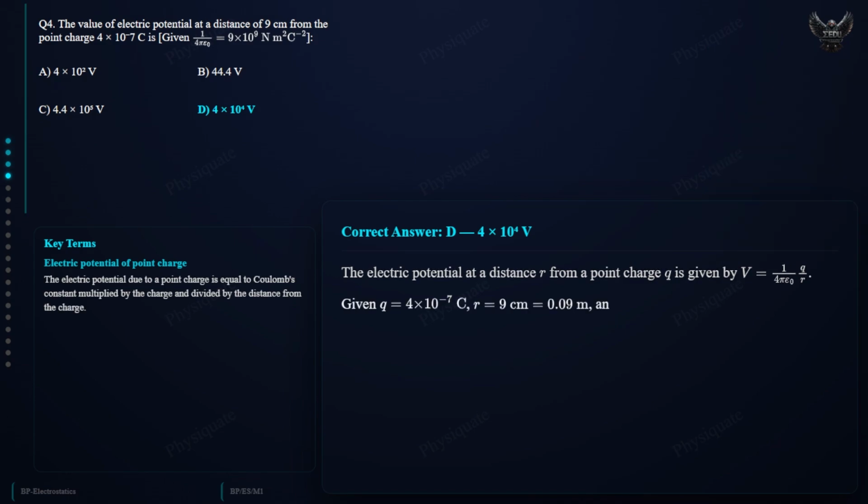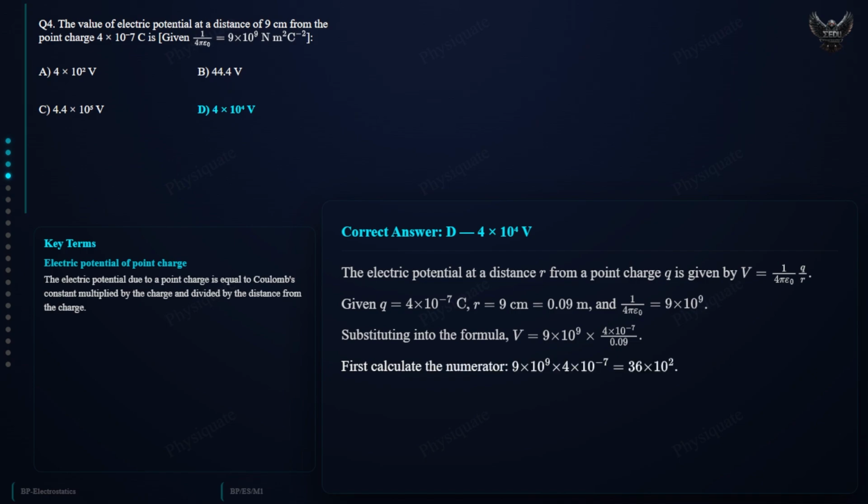Given Q equals 4 times 10 to the power minus 7 coulomb, r equals 9 cm equals 0.09 meter, and 1 divided by 4 pi epsilon 0 equals 9 times 10 to the power 9. Substituting into the formula, V equals 9 times 10 to the power 9 times 4 times 10 to the power minus 7 divided by 0.09. First calculate the numerator.